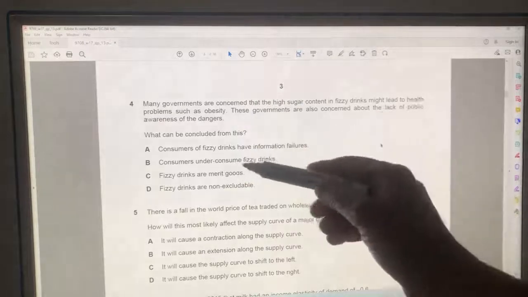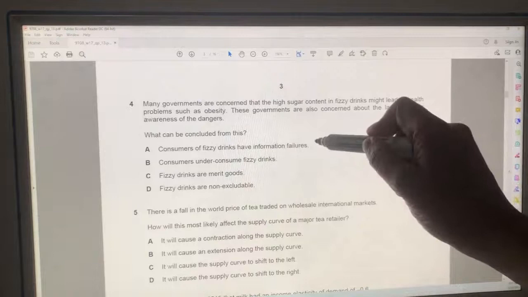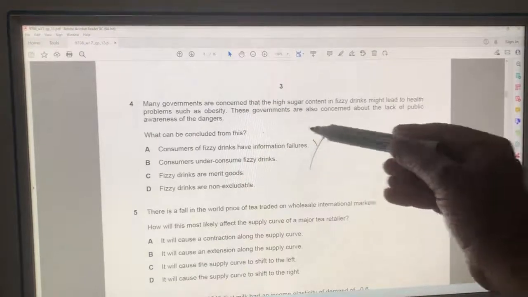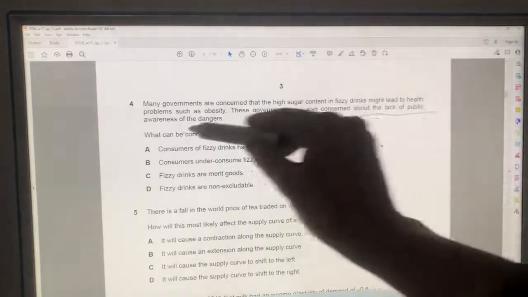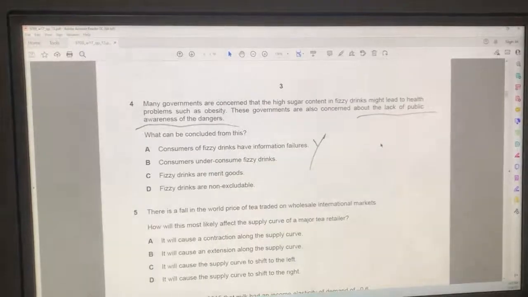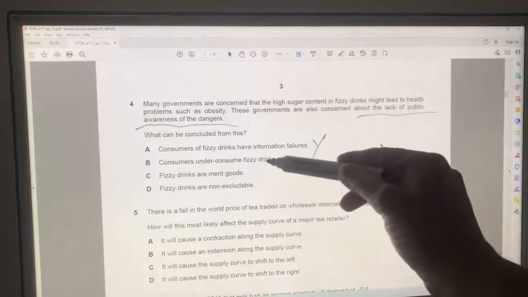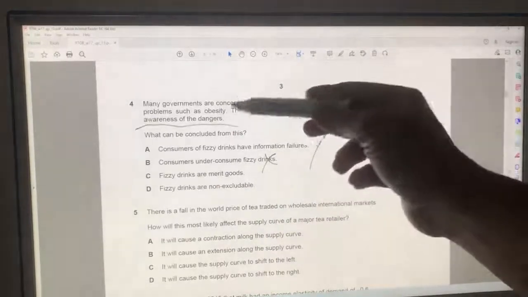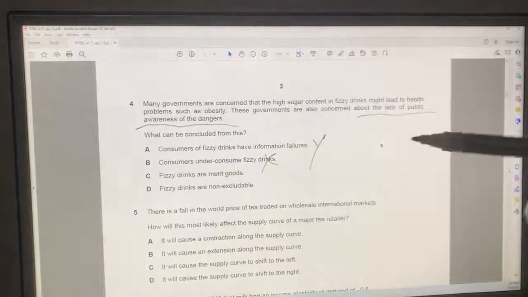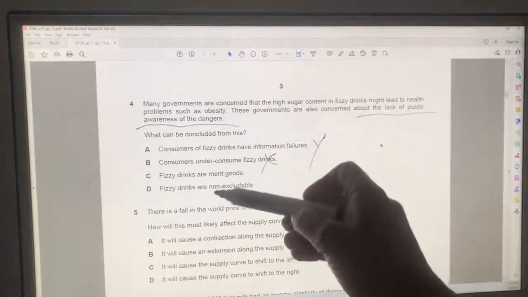What can we know from this? A, consumers of fizzy drinks have information failures. Yes, because they said the government's concerned about the lack of public awareness of the dangers. That is information failure. Can we conclude that consumers under-consume fizzy drinks? No. They're saying that there's probably too much consumption because of the information failure.